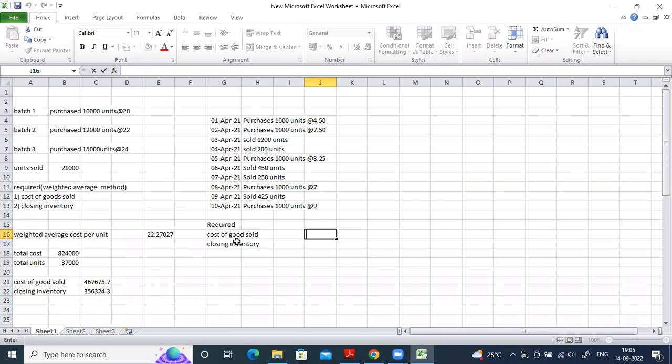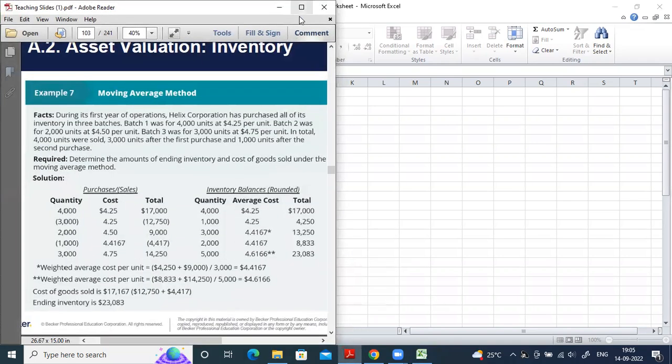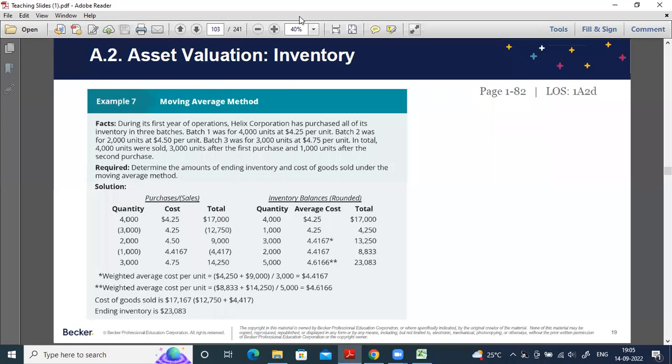But my request is please do this one so that you will have very good practice. So the next is the LIFO method. Once you've done this, then we'll go with the LIFO, because if I explain the LIFO now, definitely you will be confused.